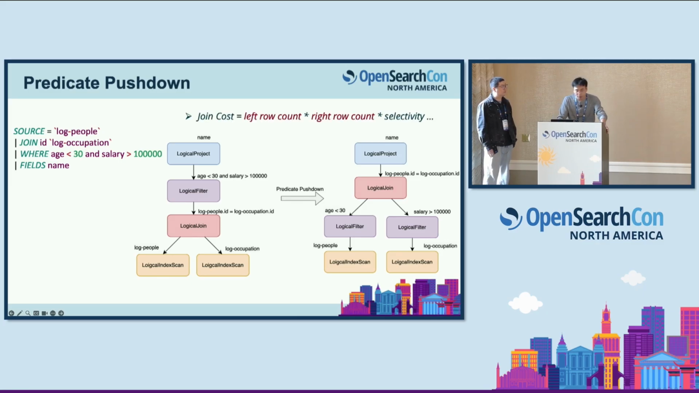From the perspective of the cost estimation mechanism, it computes the cost of a join by multiplying the left row count by the right row count and some other factors. As we've pushed the filters down through the join, the row counts of these two sides are greatly reduced. So the cost of the optimized plan will be smaller than the basic plan.